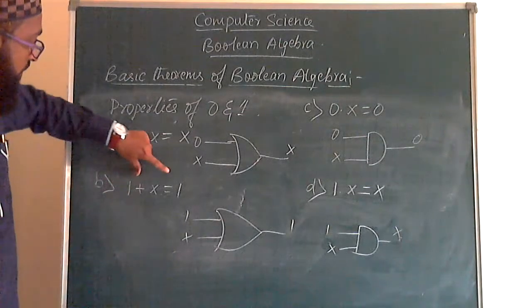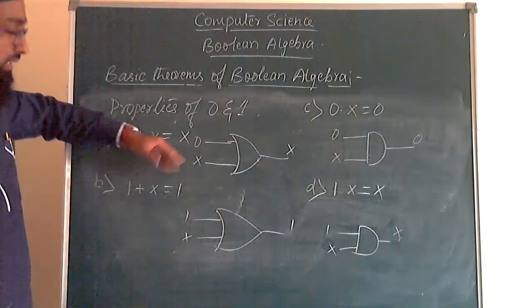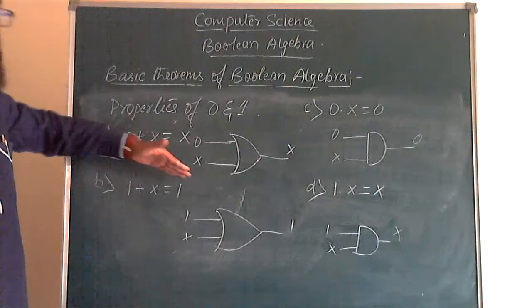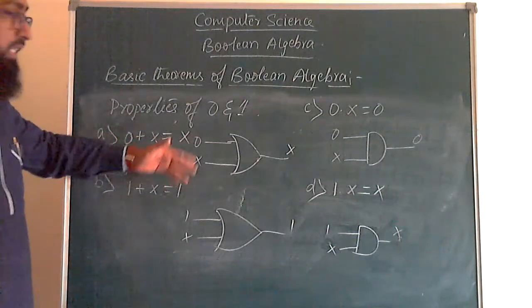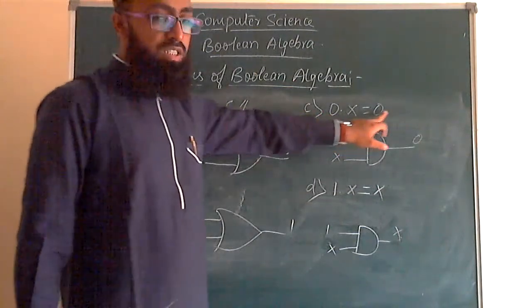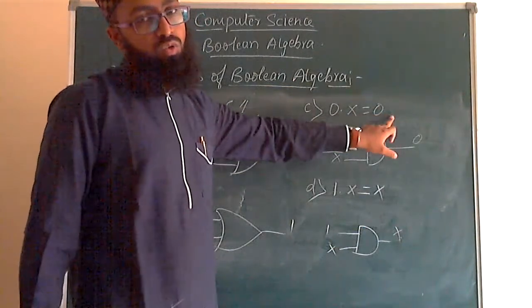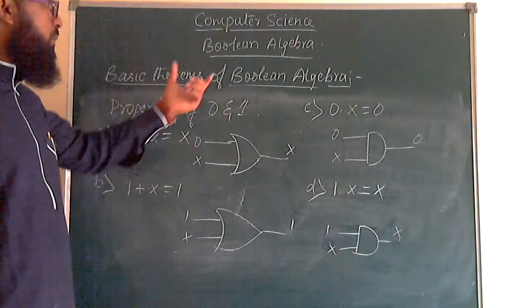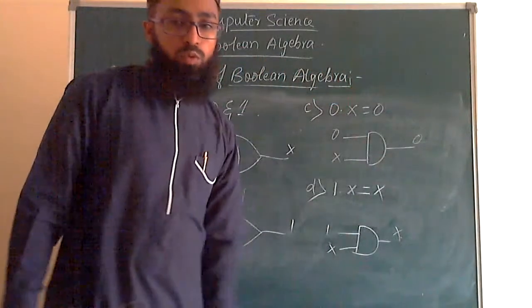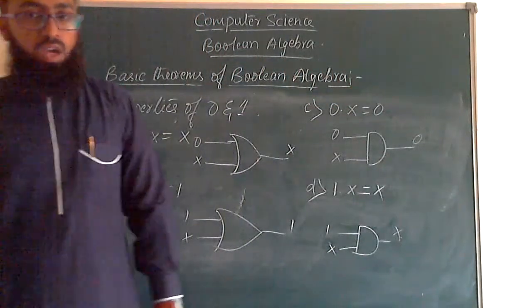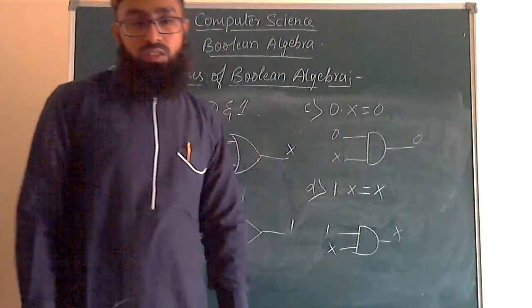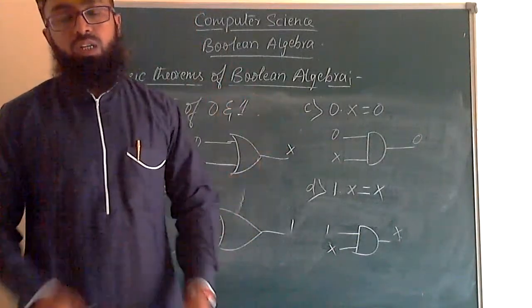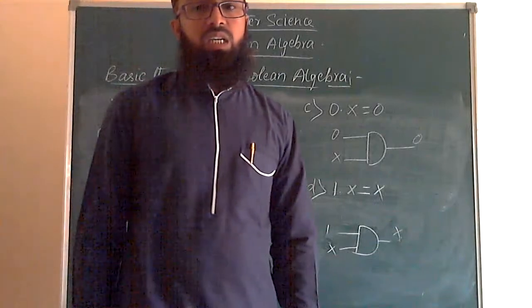See here, for every expression the result is 1, so this is called a tautology. And for every expression here the result is 0, so it is called a fallacy. Hope you have understood the basic theorems of Boolean algebra. If you have any confusion regarding these things, you can ask me personally, and thank you.